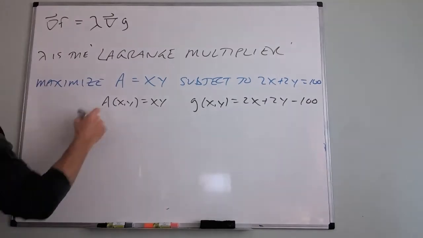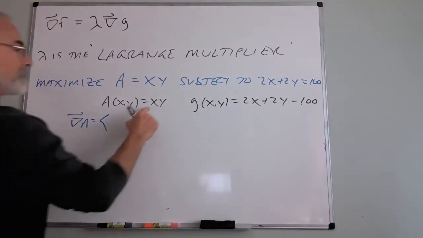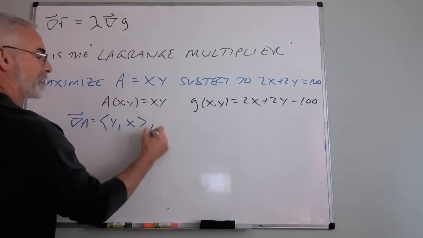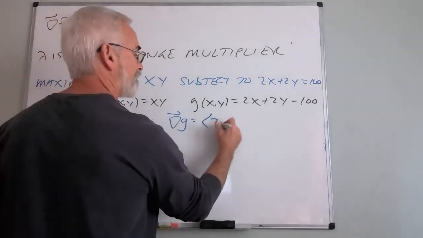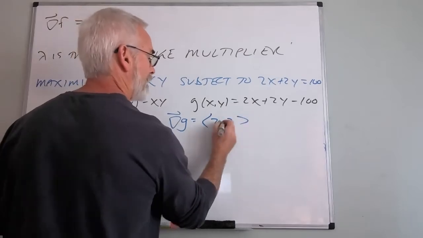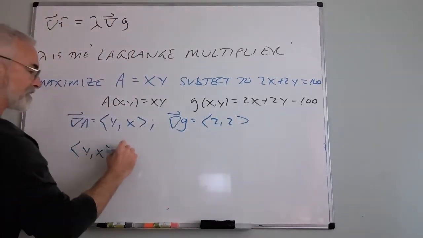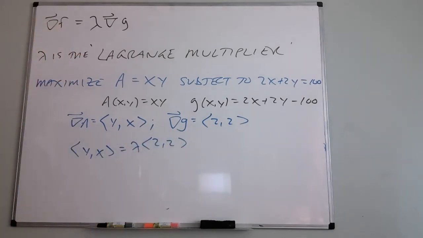So what is the gradient of A? The gradient of A is partial with respect to x would be y, partial with respect to y would be x. What's the gradient of G? That'd be just 2, 2. And what we do is we say it like this. This is equal to lambda times this. And in essence, it really doesn't matter which side you put the lambda on.